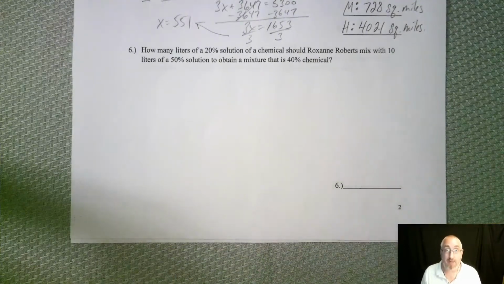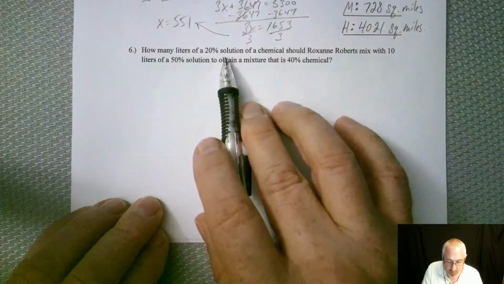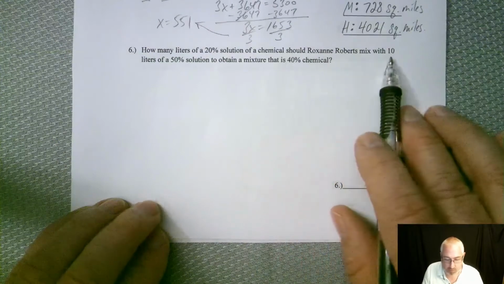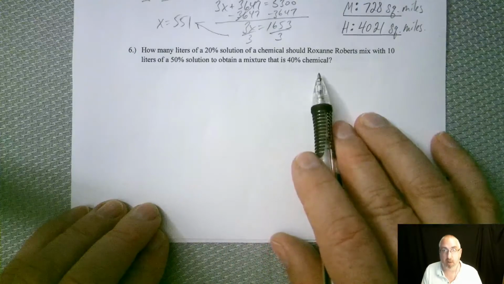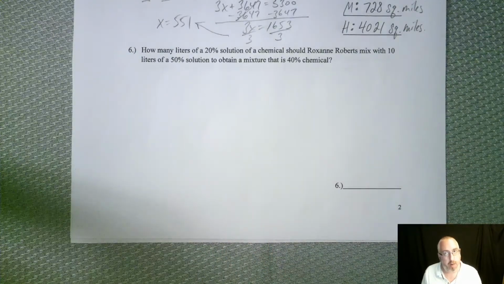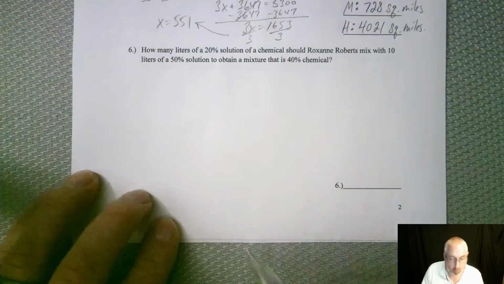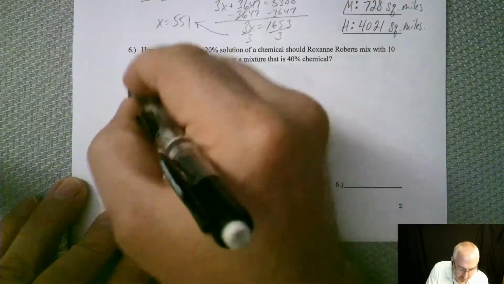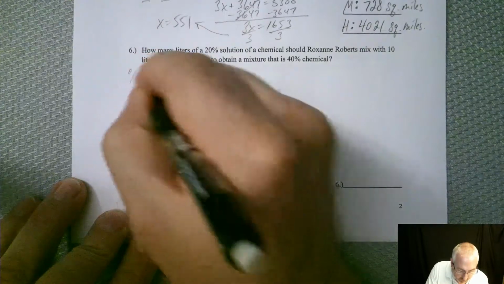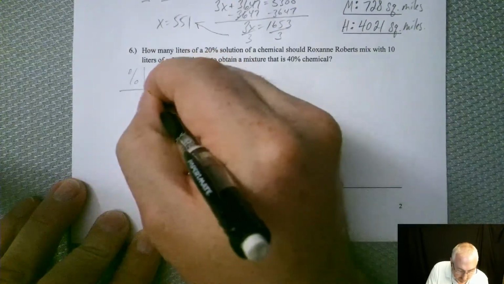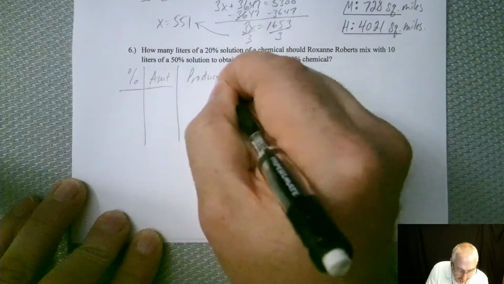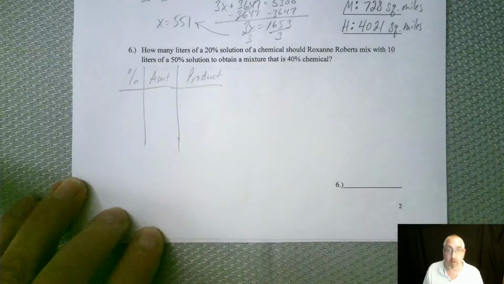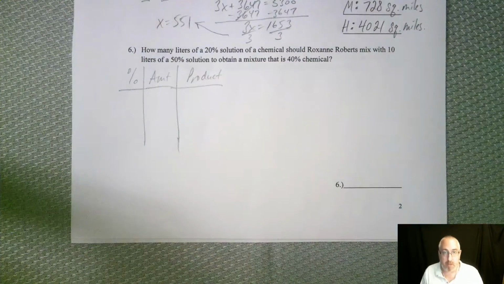Let's take a look at our first really yucky word problem. How many liters of a 20% solution of a chemical should Roxanne Roberts mix with 10 liters of a 50% solution to obtain a mixture that is 40% chemical? Ugh. Well, remember, if you set up a table for these, it will help immensely. So remember, your table looks something like this. You've got a percent column, you have an amount column, and you have a product column. So you need all three columns to help set up your equation.